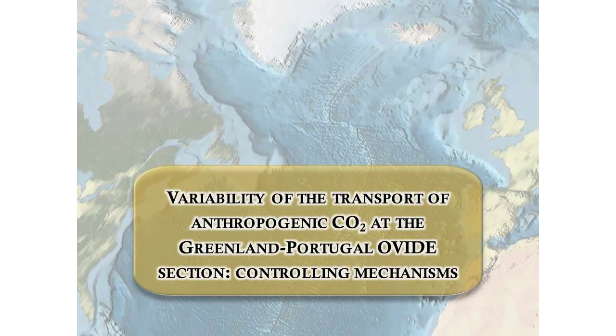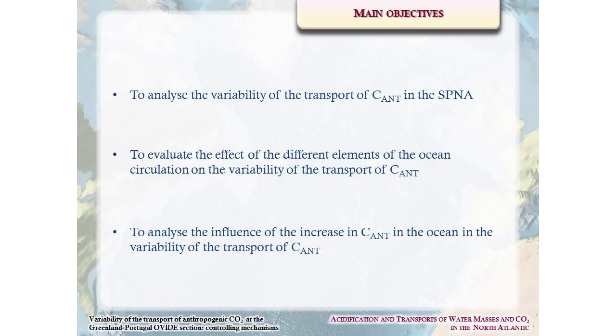Now, finally, I'm going to present the results of the third study, in which we study the variability of the transport of anthropogenic CO2 at the Greenland to Portugal section, with a special focus on the controlling mechanisms. The concrete objectives of this study were to analyze the variability of the transport of anthropogenic CO2 in the subpolar North Atlantic at interannual to decadal timescales, to evaluate the effect of the different elements of the ocean circulation on the variability of the transport, and to analyze the influence of the increase in anthropogenic CO2 in the ocean on the variability of its transport.